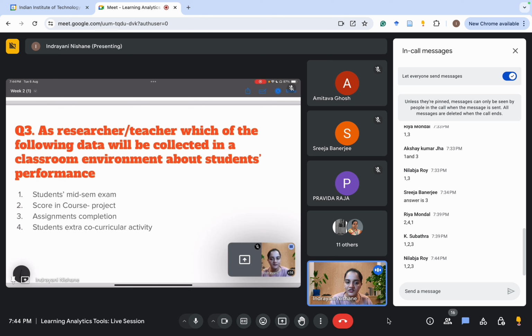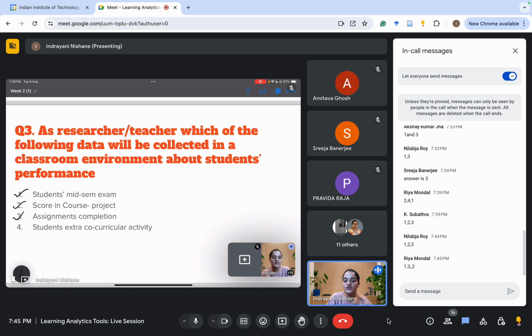Students' mid-semester exam, yes, of course we can collect this data from the classroom learning environment. Then the score in their course project, whether a teacher has given them some project to do, and what their score is in that project. That data we can also collect through the classroom environment. Then assignment completion. Suppose, for example, there are 4 assignments throughout the semester. The information about their completion of the assignments, that also we can collect through the classroom environment, right?